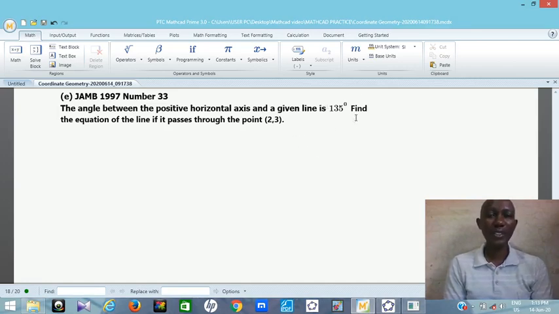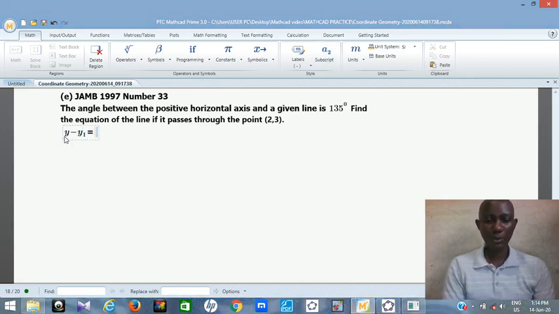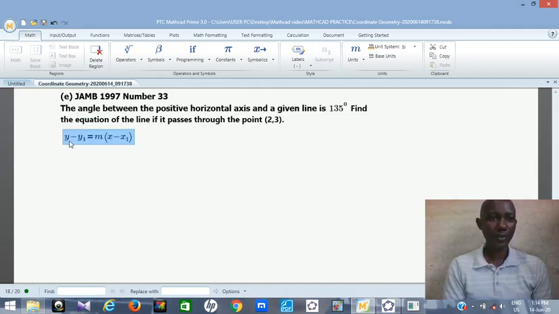We say tan theta, so tan of this angle is the gradient of this line. So this is settled. So gradient is known already. Then I have to find the equation of the line if it passes through this point. So this is actually a simple question. You are using this formula: y minus y1 equals to put your gradient m, then bracket x minus x1. So we are not going to waste time on this.